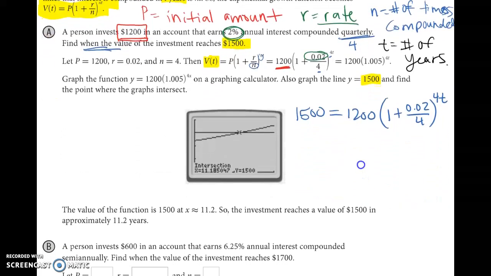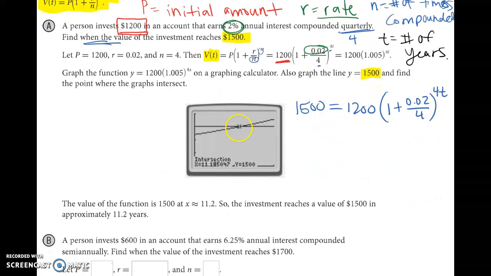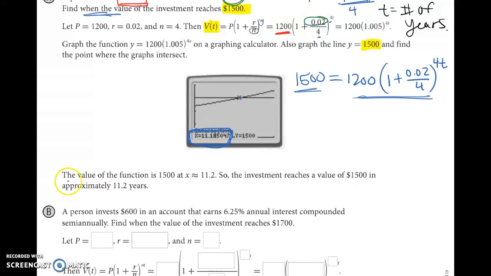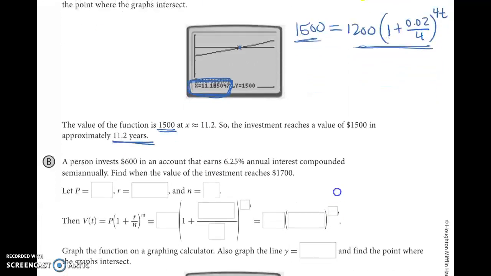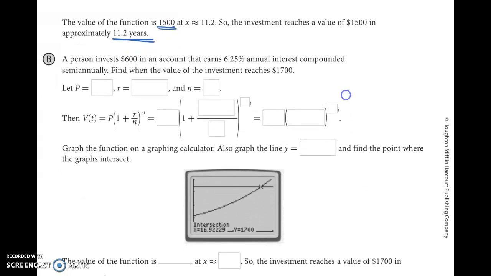And now the book is saying use a graphing calculator to find where these two functions, so graph y equals that, and see where they intersect. And if you look at the graphing calculator here, it says x equals 11.185. So it will reach that amount in approximately 11.2 years. So let's see if we can do the same thing for part B.